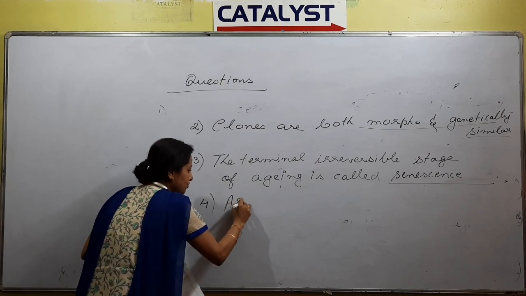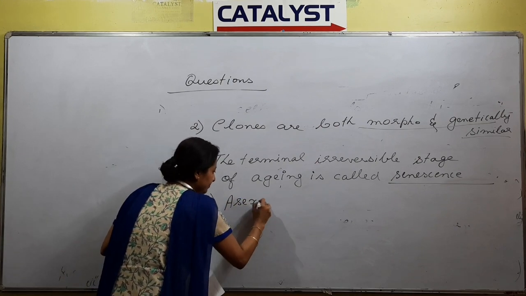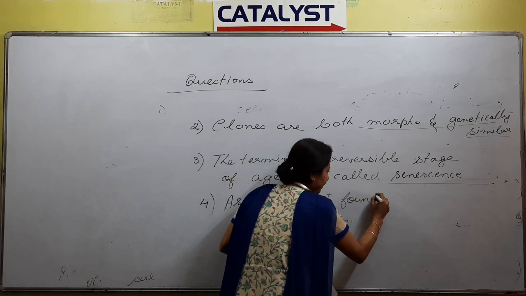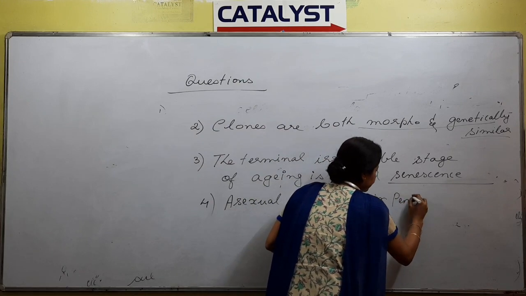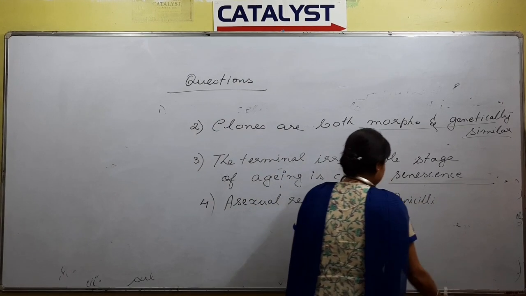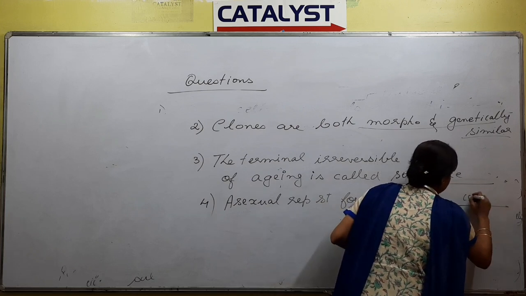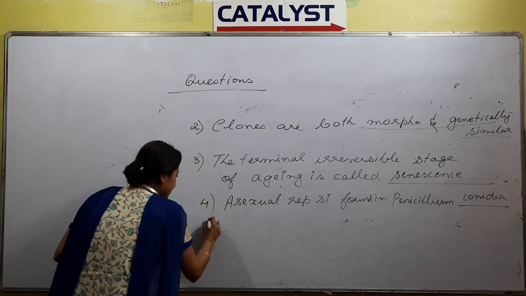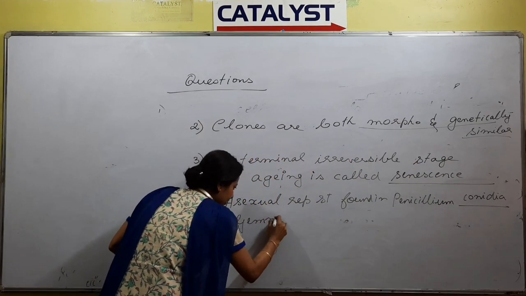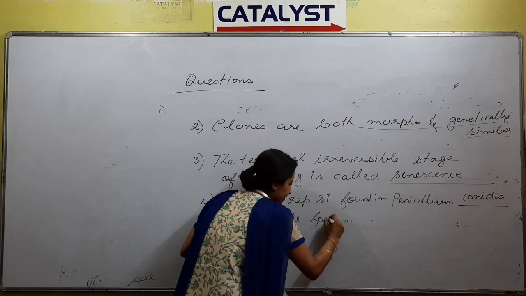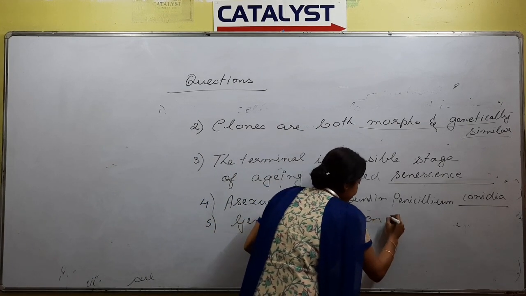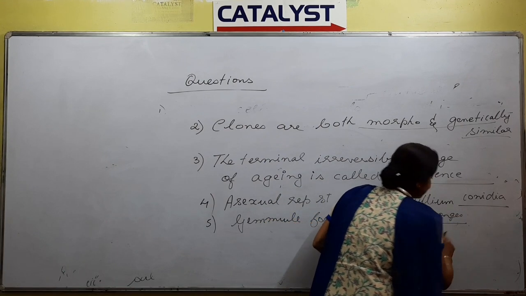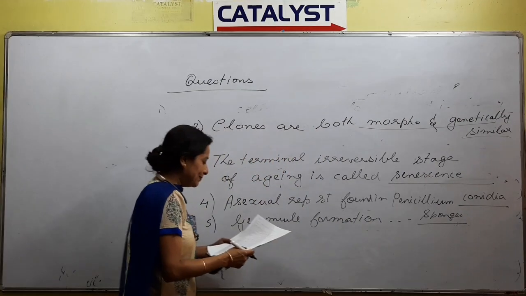Asexual reproductive structure found in penicillium. Exactly. Very good. It is conidia. Question 5. Gemmule formation is seen in sponges. Right? It's so nice that you all have studied. Very nice. Keep reading lightly.